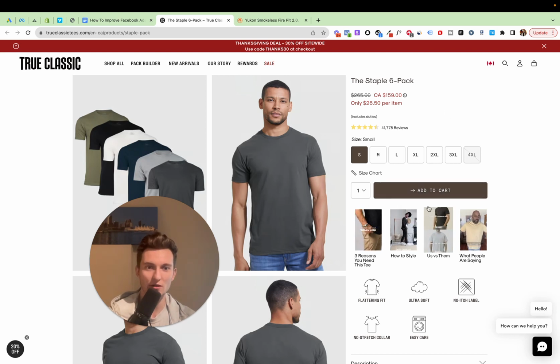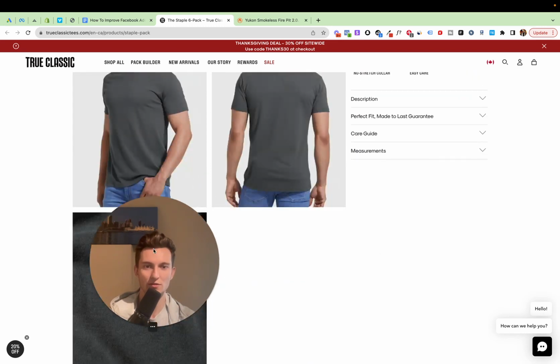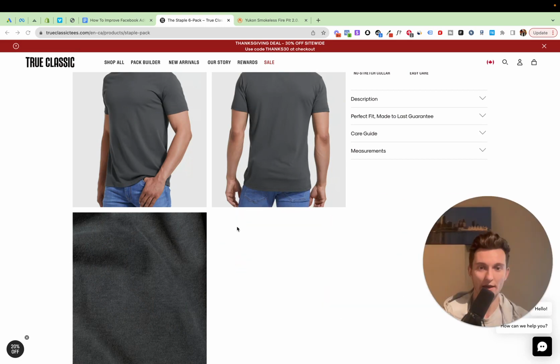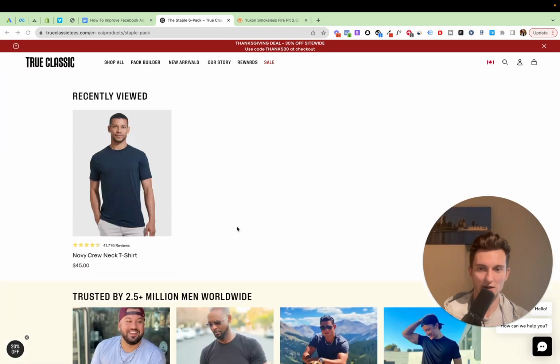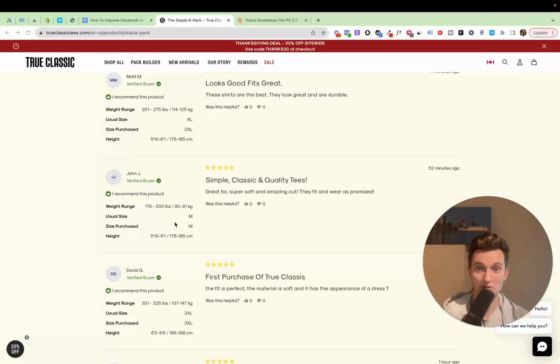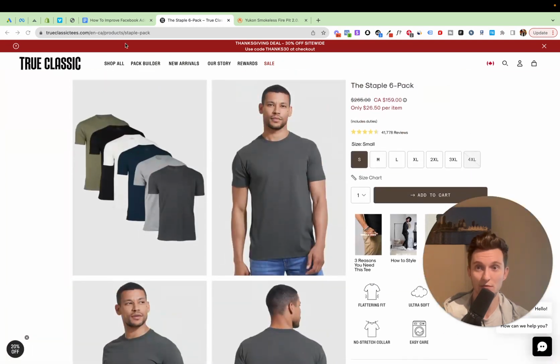So if it's a white background, do not have an all white add to cart button. It should just be stupid obvious where to check out. Add to cart, boom, go through. And you can see here, description, care guide, measurements, all that. They even have some more stuff, recently viewed, and as an apparel brand they actually have the FAQ section, and they also have reviews as well.